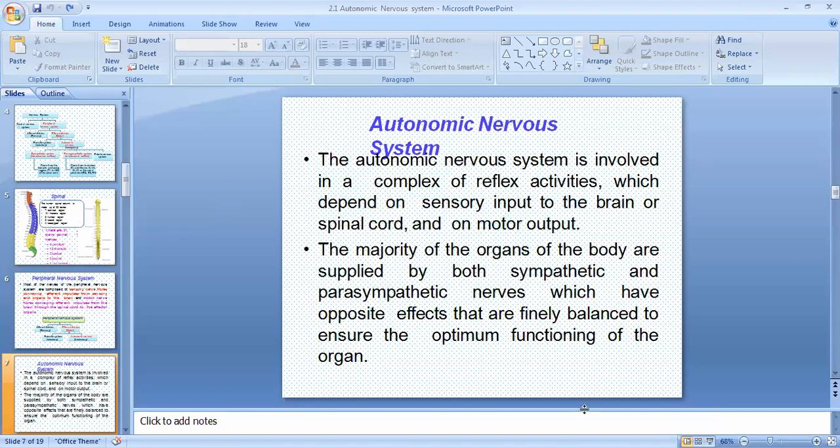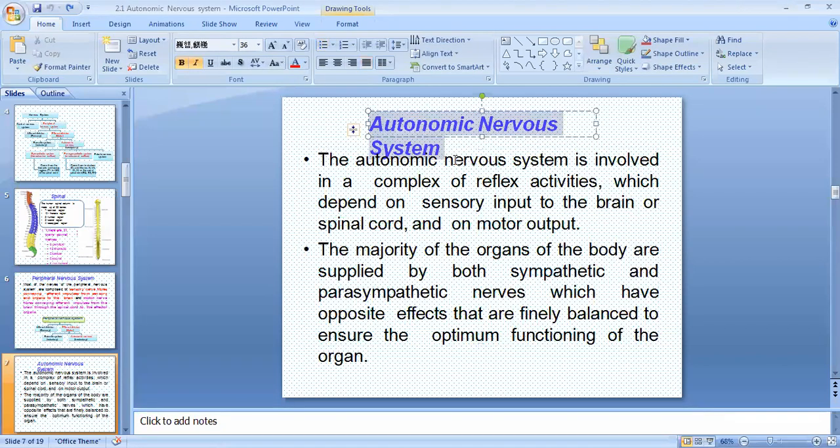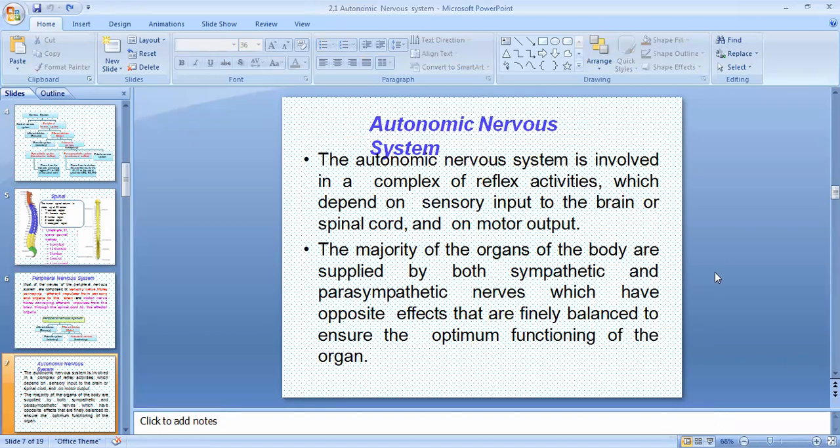The autonomic nervous system is involved in the complex of reflex activities. It is a broad terminology. This system depends upon sensory input to the brain or spinal cord and on the motor output. It is totally depending upon which type of sensory input is given to this system, to the brain or spinal cord, and what type of motor output is given by this system. Now the majority of the organs of the body are supplied by both.